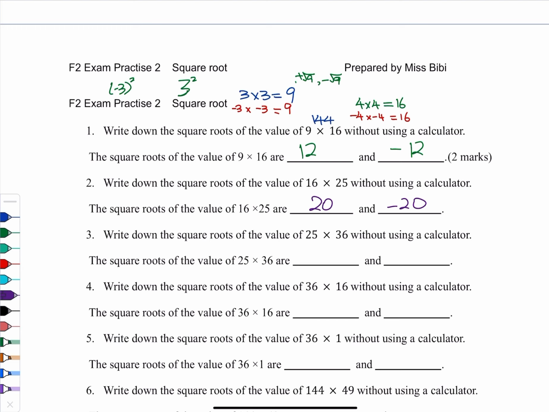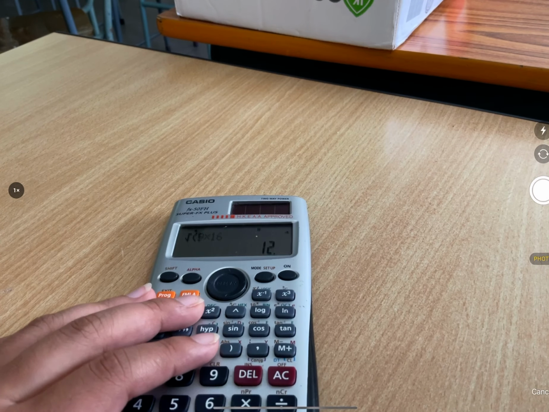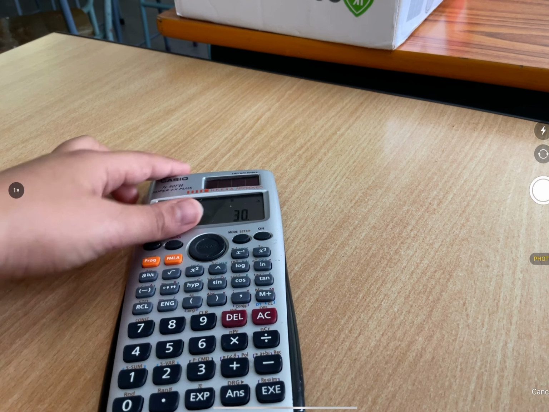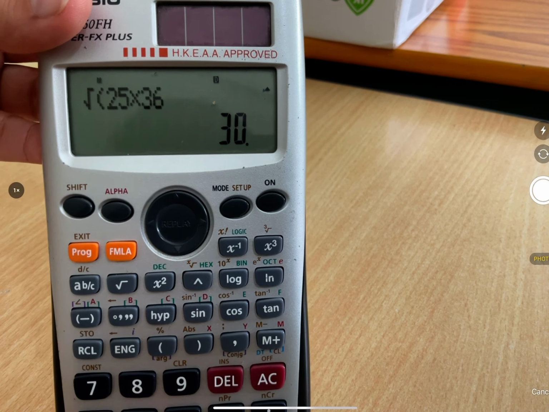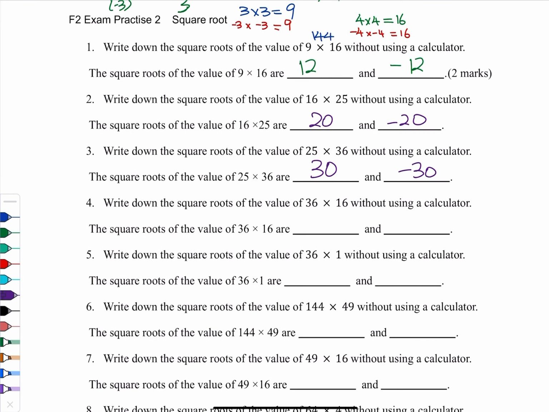You can use a calculator directly. So square root of 25 times 36, you get 30 as the answer, but we write both the positive and the negative, right? So you also do that, and then we continue.